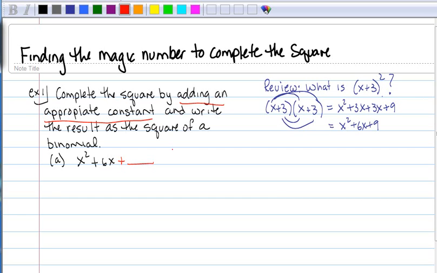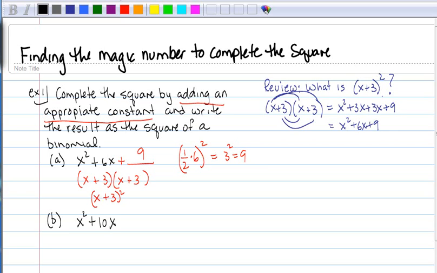So how did I get that again? I'm going to take 1/2 of that 6, the middle term number right there, and I'm going to square it. So 1/2 of 6 is 3, and 3 squared is 9. So in this case, the magic number is 9, which is what this number was right here. If you notice, now you can factor this to be x and x, 3 and 3. It made this trinomial a perfect square.